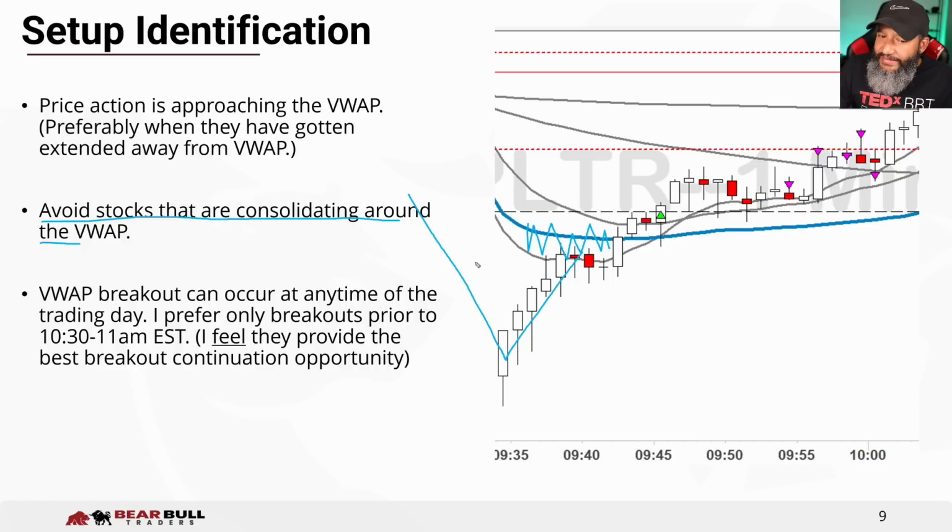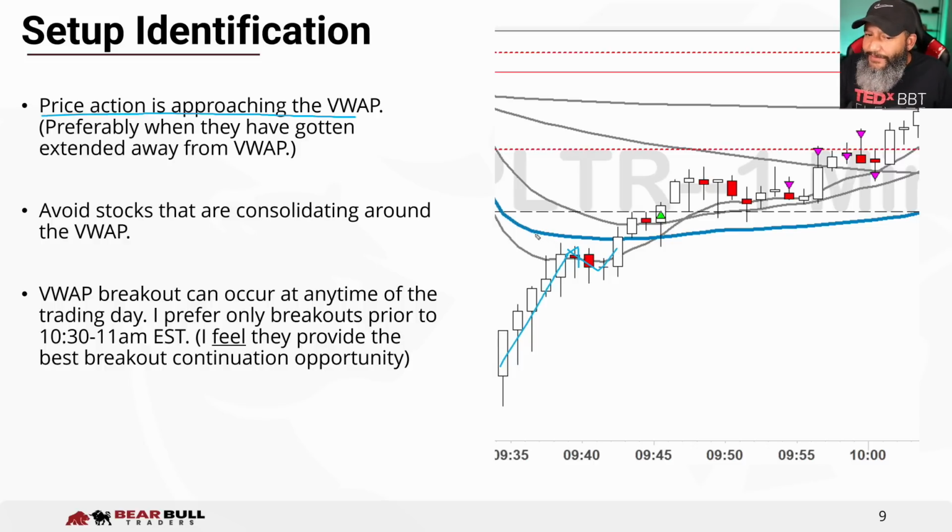But I love when they get extended away from the VWAP, like this one did here, and they have the momentum coming up towards the VWAP. So I want to identify these stocks that are approaching the VWAP with their price action. These usually make the best candidates because I want to see that momentum break through the VWAP and continue. That's the idea.